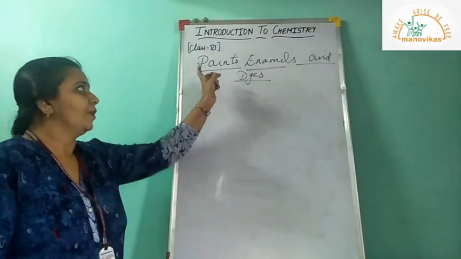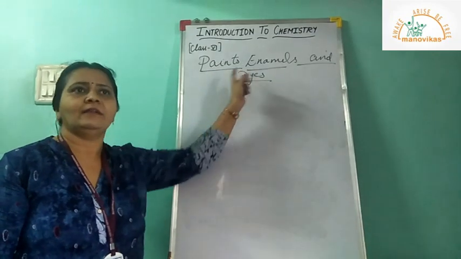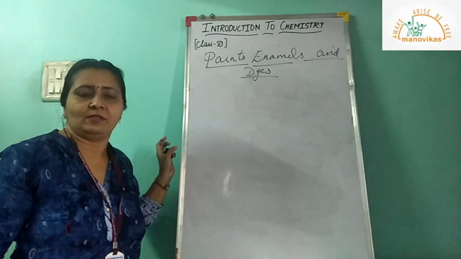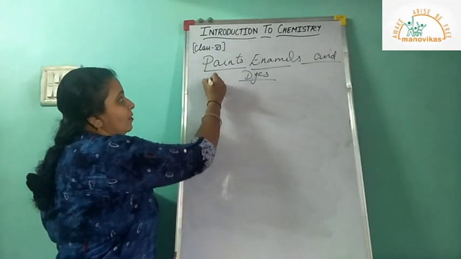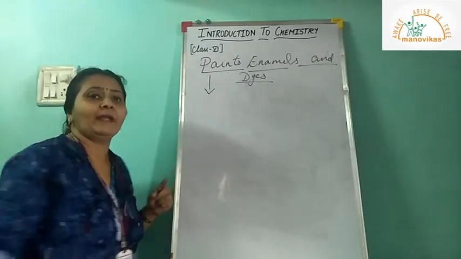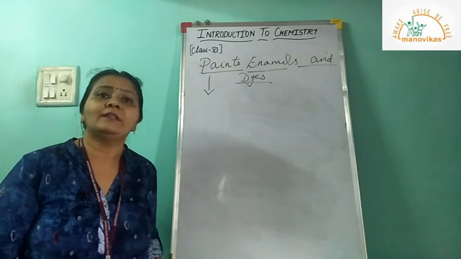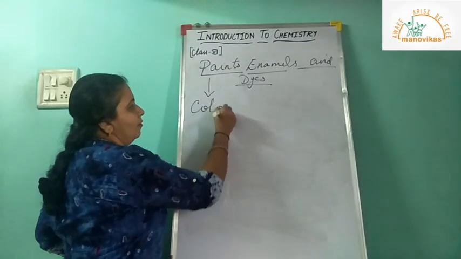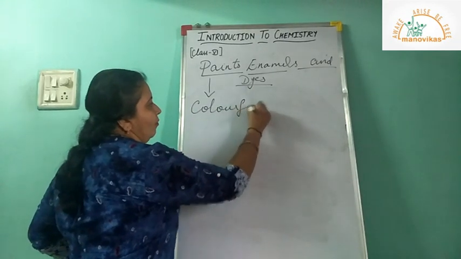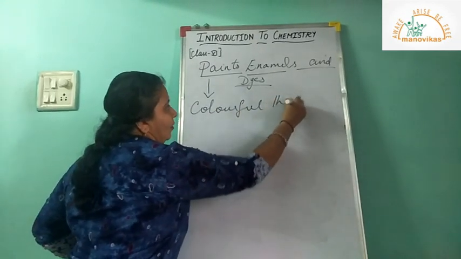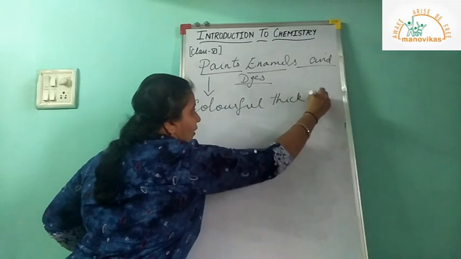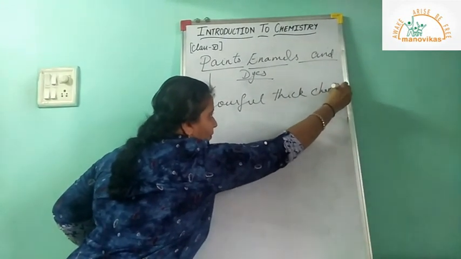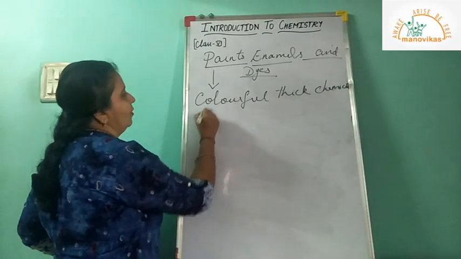Now let us start with paints, enamels and dyes. First, let us have a look what are paints. Paints are colorful, thick chemical liquids.